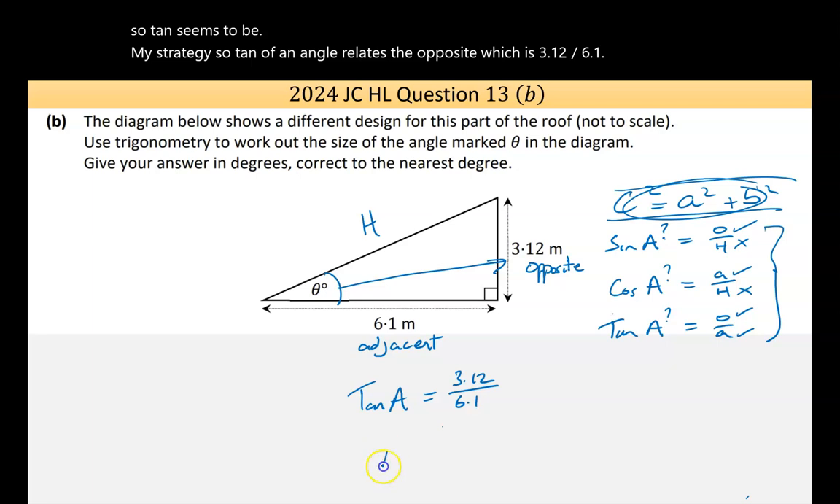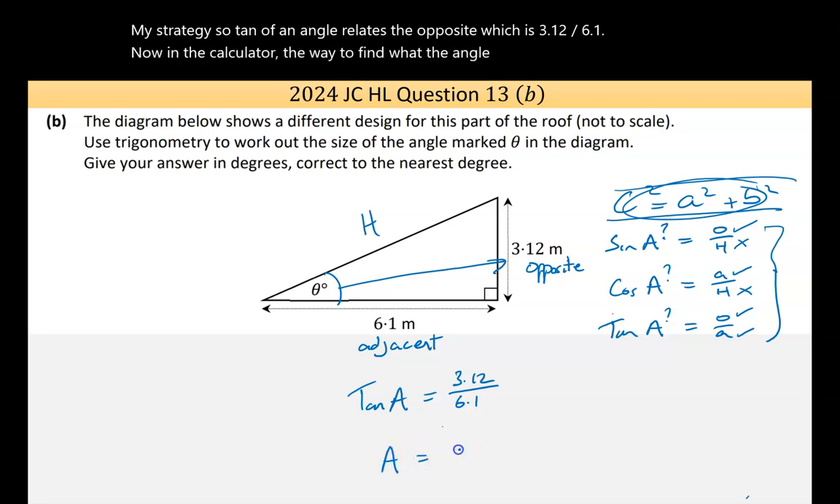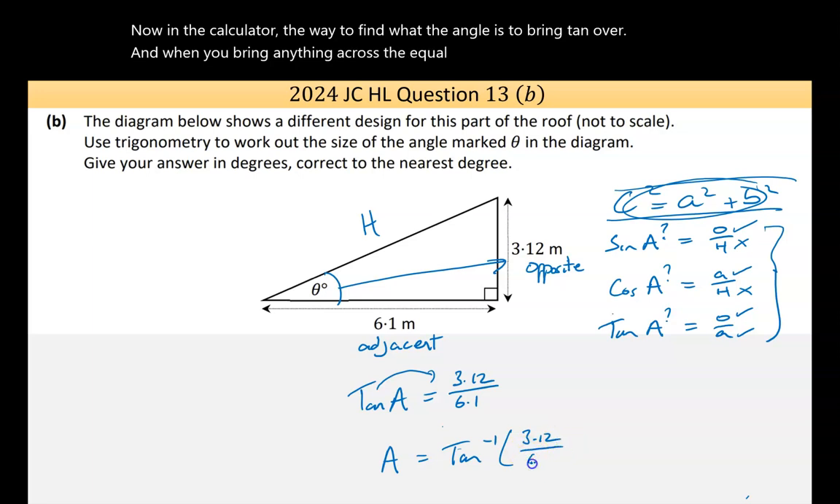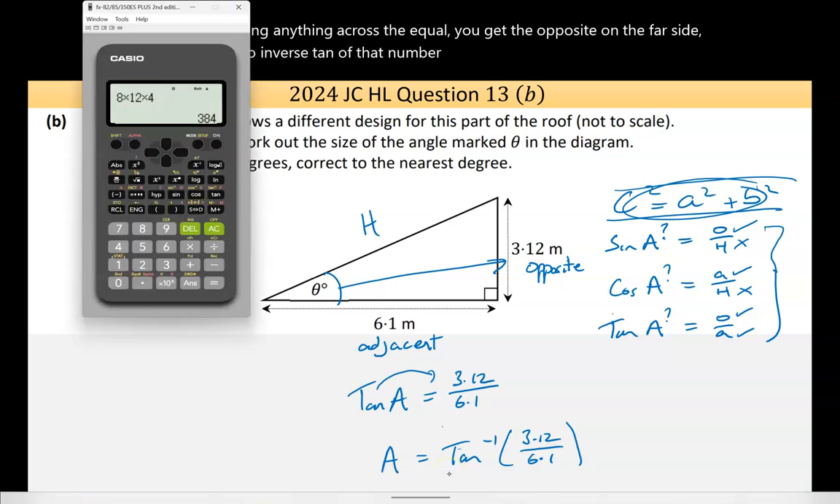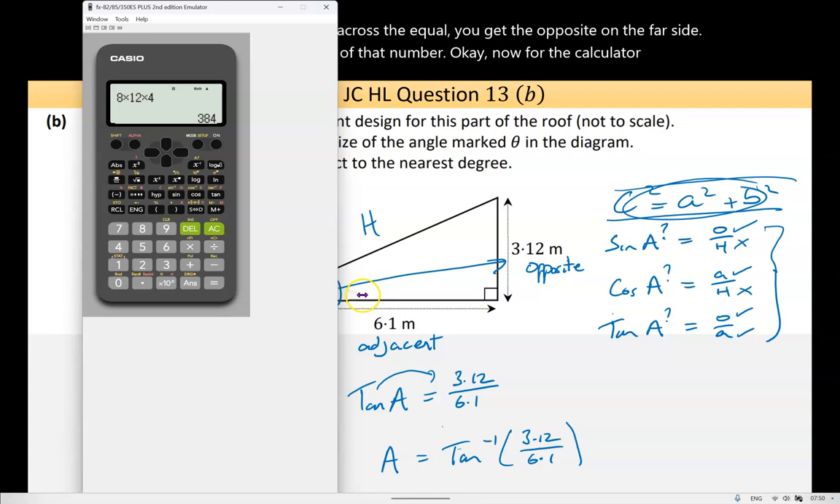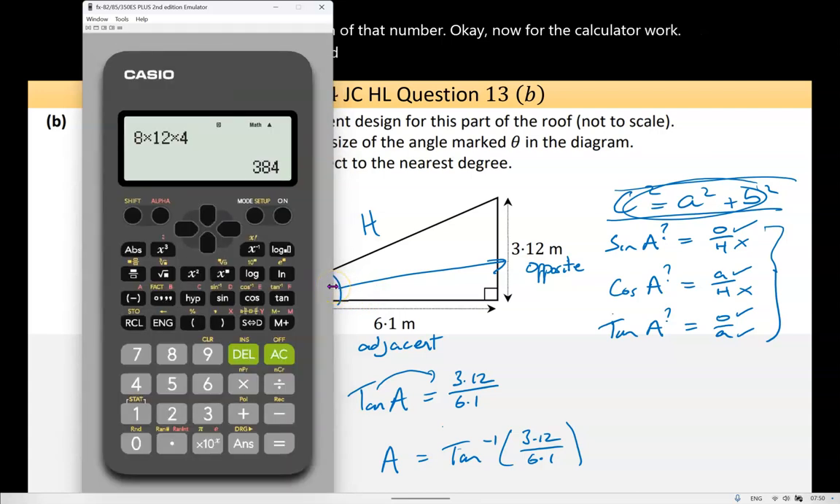Now in the calculator, the way to find what the angle is, is to bring tan over. And when you bring anything across the equal sign, you get the opposite on the far side. So inverse tan. So the inverse tan of that number. Now for the calculator work, on my second function, I get tan inverse of the fraction 3.12 over 6.1.